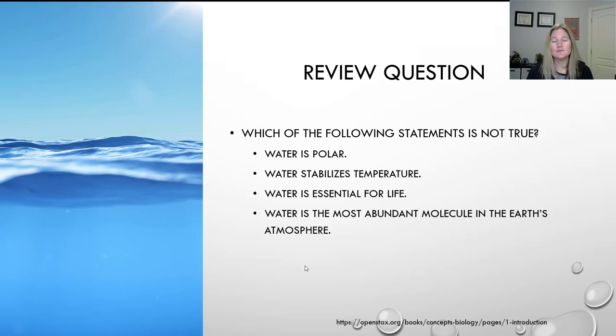Okay, so we have a few review questions to end here. So which of the following statements is not true? Is it 1, water is polar? 2, water stabilizes temperature? 3, water is essential for life? Or 4, water is the most abundant molecule in the Earth's atmosphere? So which one of these is not true?